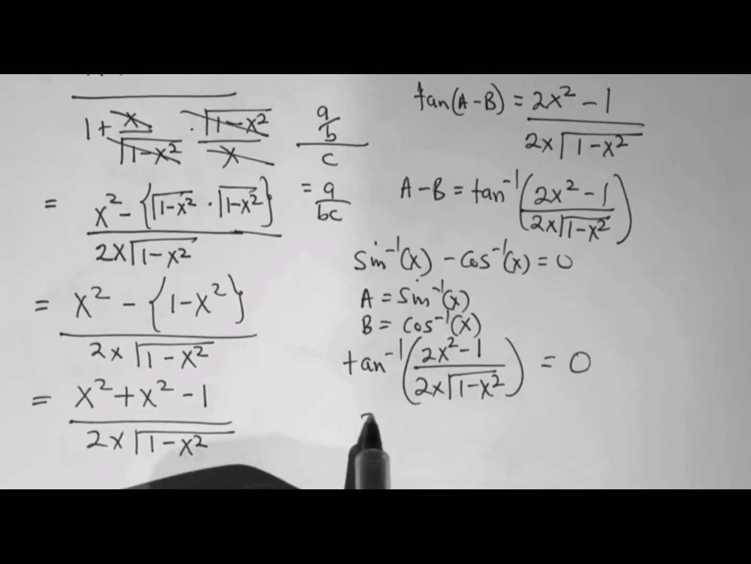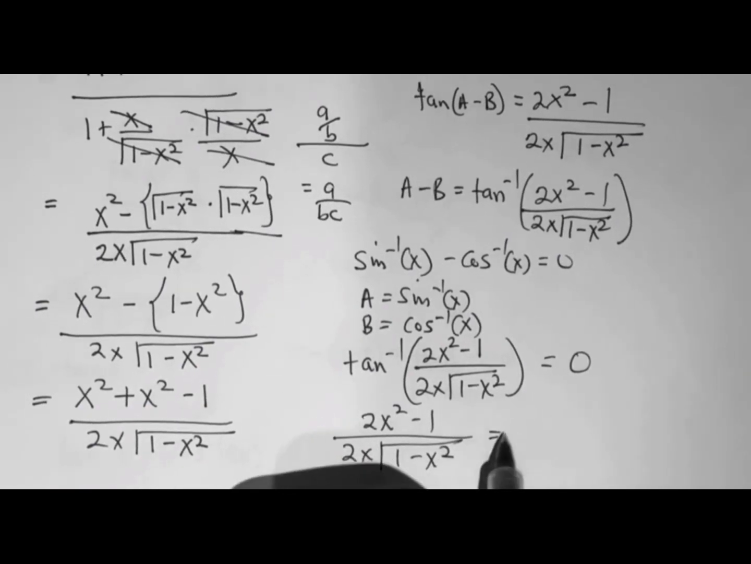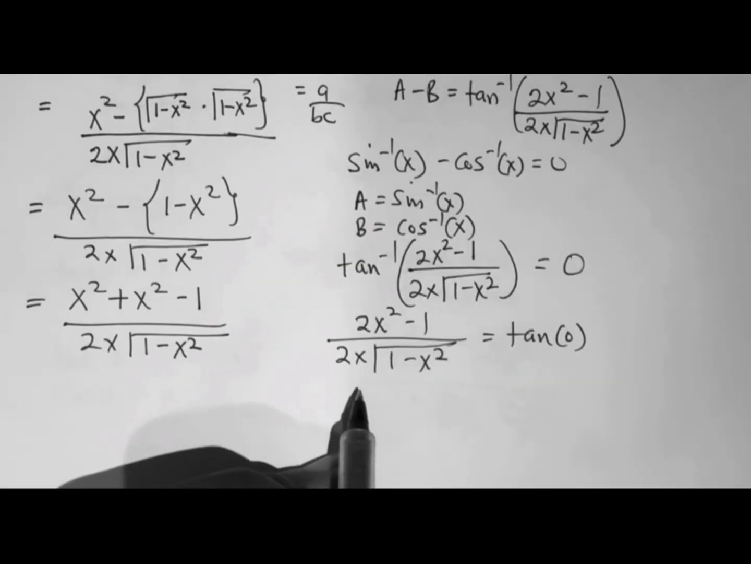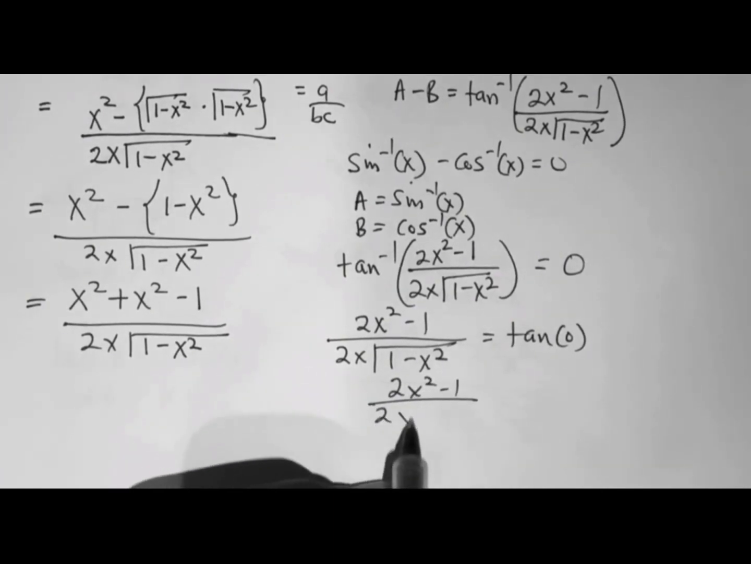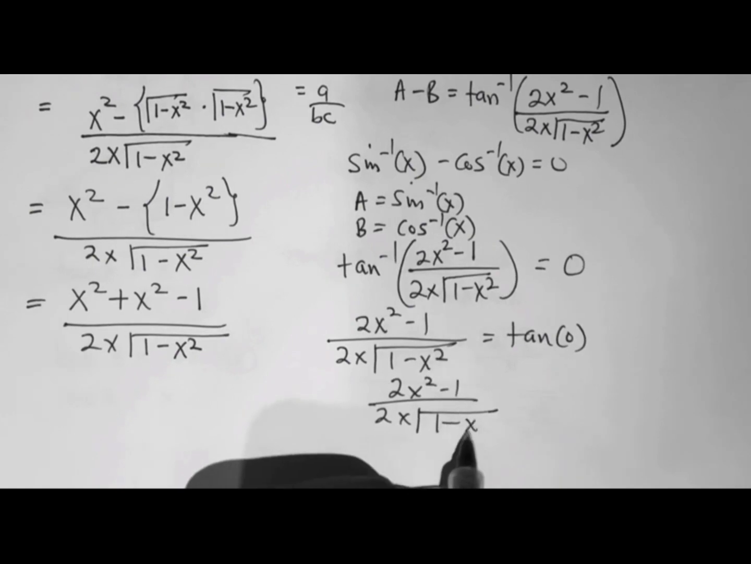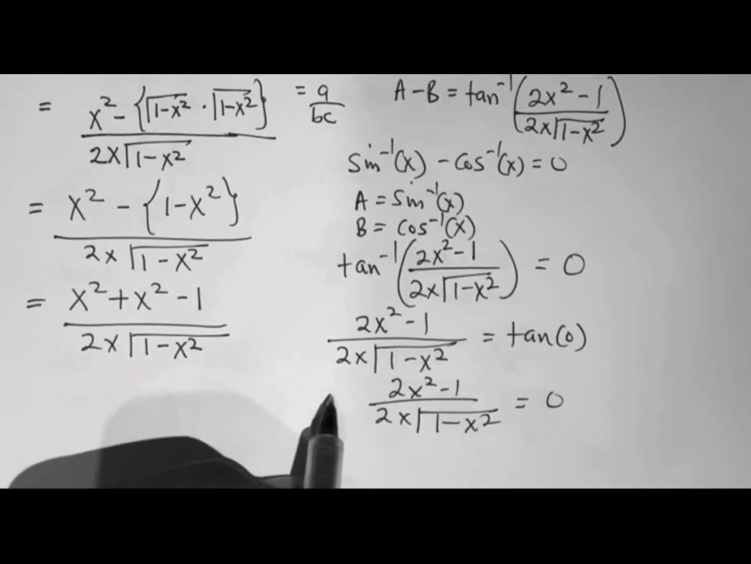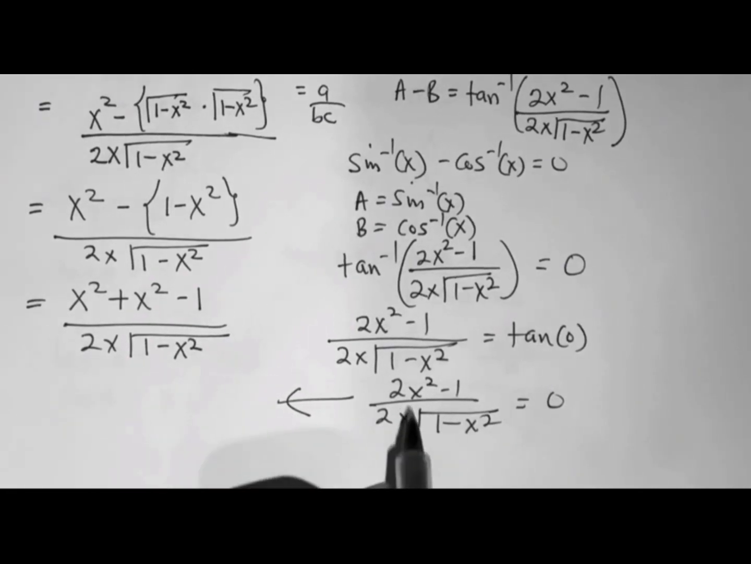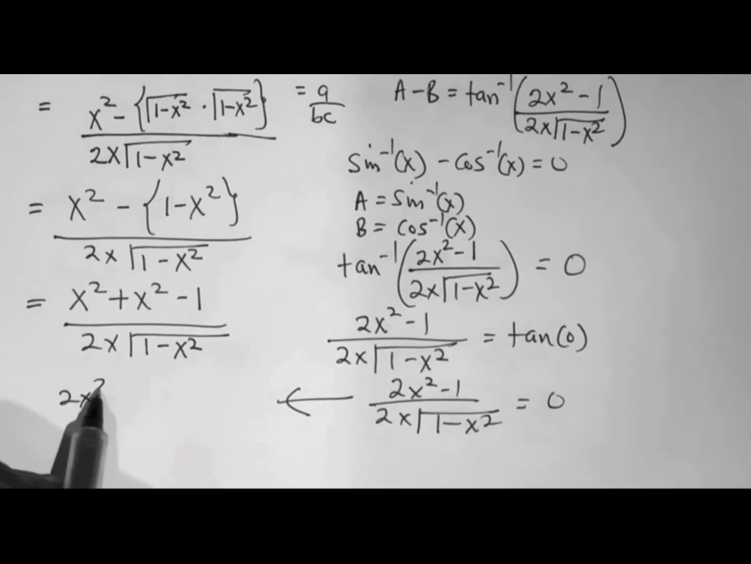So therefore, (2x squared minus 1) divided by (2x times root of 1 minus x squared) is equal to tan 0. We are finding tan of both sides, and tan 0 is 0. So it becomes (2x squared minus 1) divided by (2x times square root of 1 minus x squared) is equal to 0. So this will only be 0 if the numerator is equal to 0, because the denominator cannot be 0, else the function will be undefined.